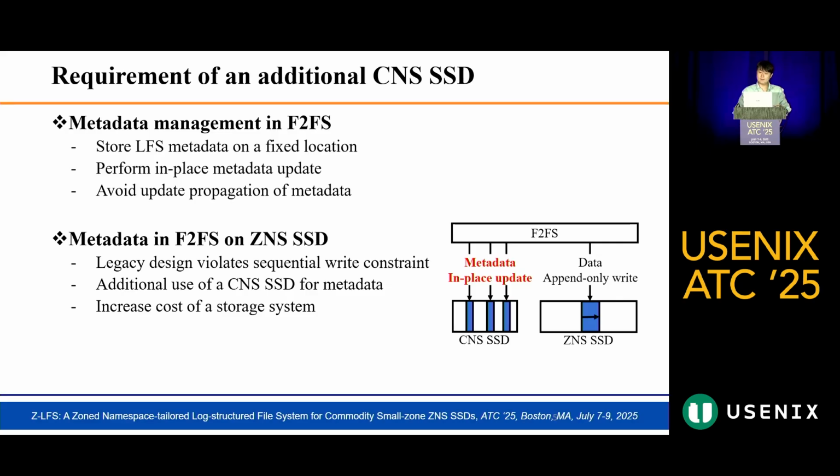F2FS stores LFS metadata in a fixed location and updates it in place. By doing so, it can avoid update propagation of metadata. This mitigates write amplification and simplifies metadata management. This design works well on CNS SSDs, which enable random and in-place writes. However, on ZNS SSDs, the legacy design violates the sequential write constraint. F2FS solves this by using an additional CNS SSD to store metadata. This can increase the cost of a storage system.